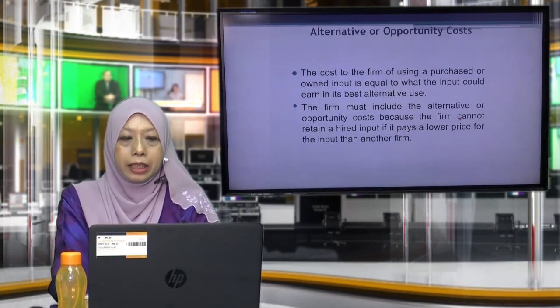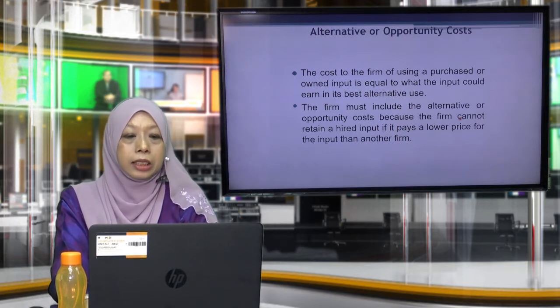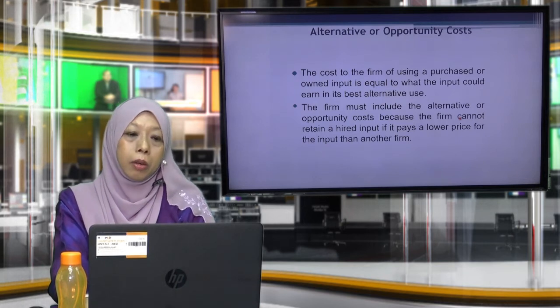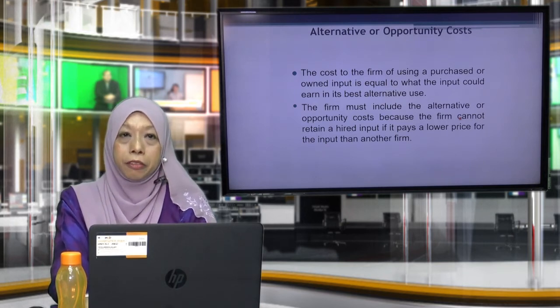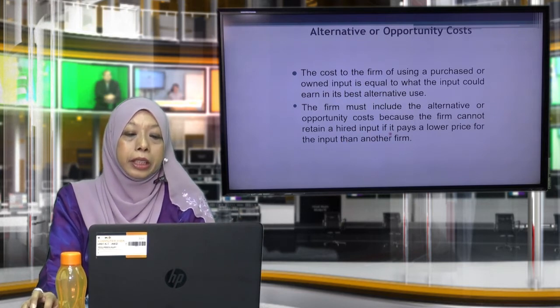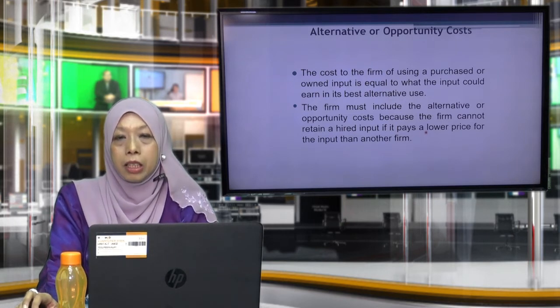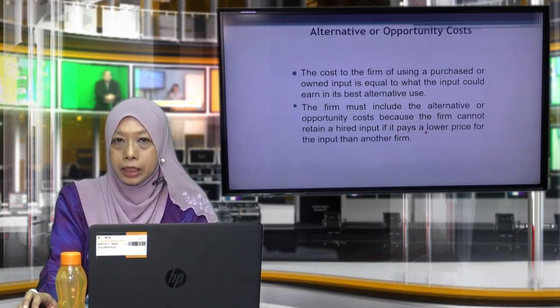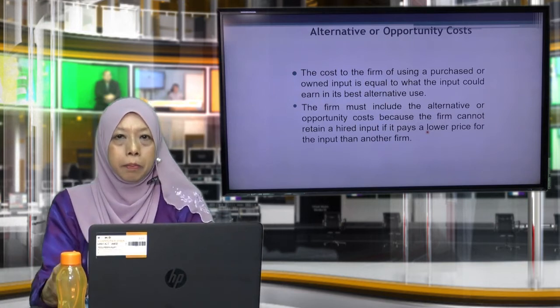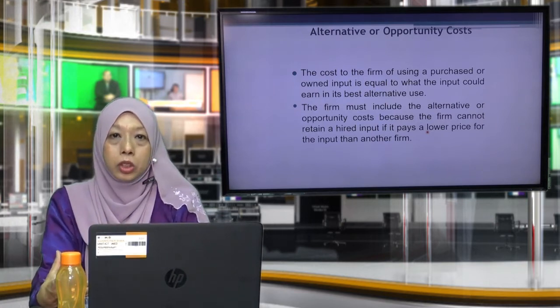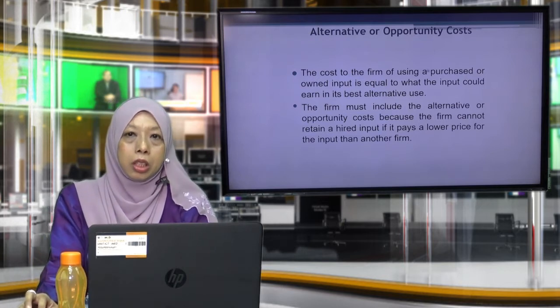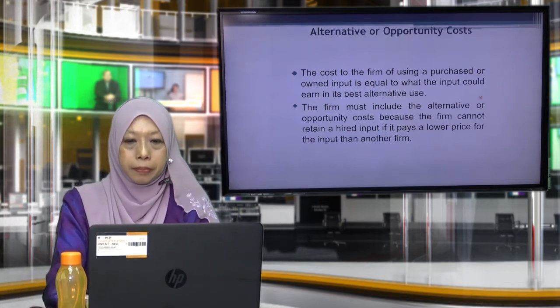Now remember that the cost to the firm of using a purchased or own input is actually equal to what the input could earn in the best alternative use. So the firm must include the alternative, or what we call opportunity cost, because the firm cannot retain a higher input if it pays a lower price for the input than another firm. So remember just now I was mentioning implicit cost. Because implicit cost doesn't involve any actual cash payment, we're going to use the concept of opportunity cost to measure it.